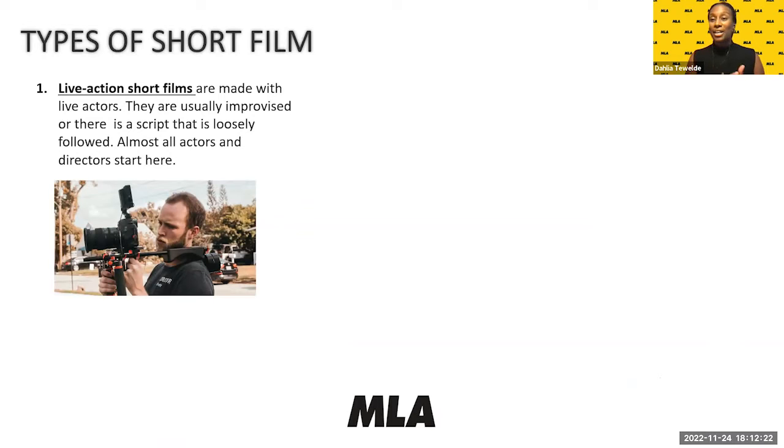All right, we're going to start by looking at different types of short film. We've got the live action short film. They're made with live actors, and they're usually improvised, or there is a script that's loosely followed. A lot of the major actors that we all love nowadays started by doing short films, so it's a very important way to become a huge actor. This is where your talents are shown. You can also find short films by famous directors on YouTube. Martin Scorsese is one of them. He loved short films, still does.